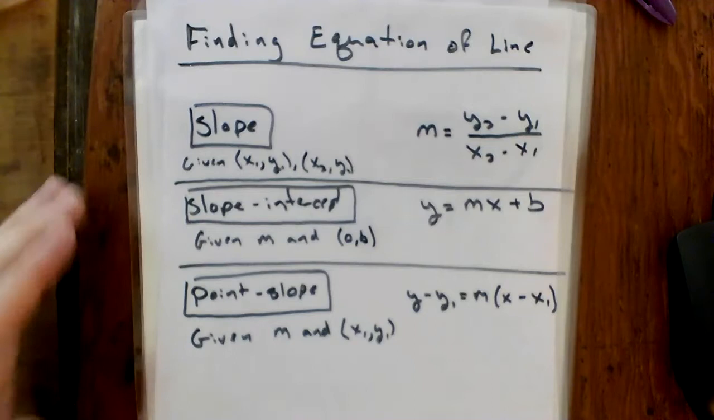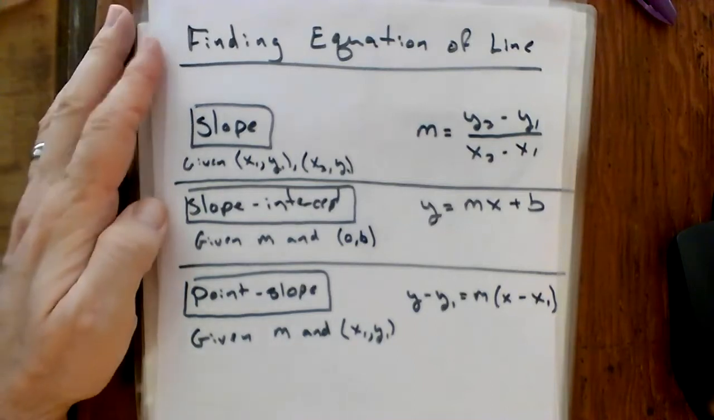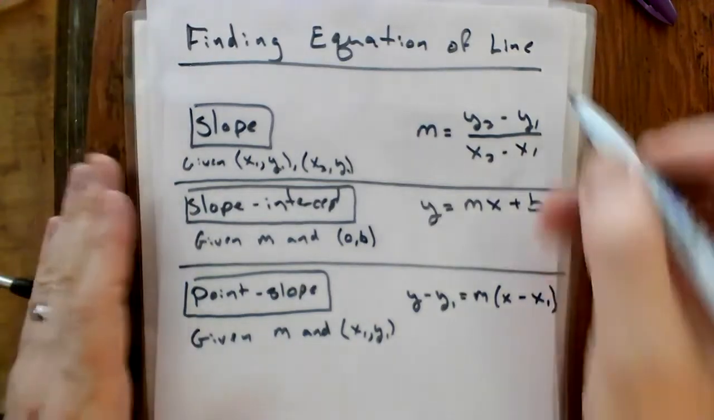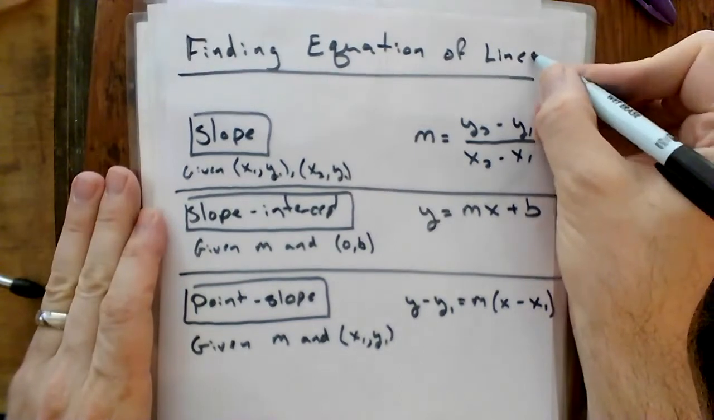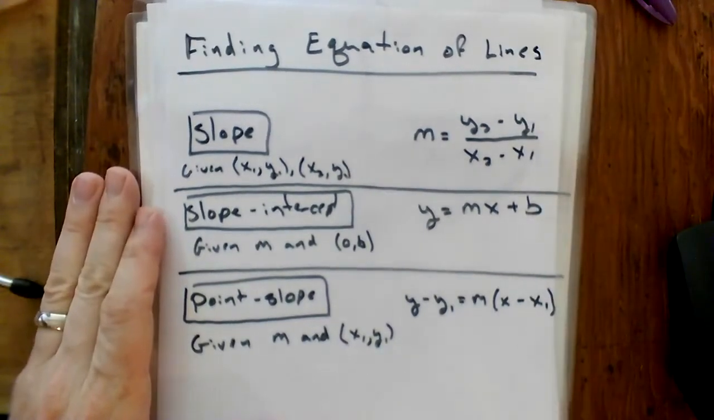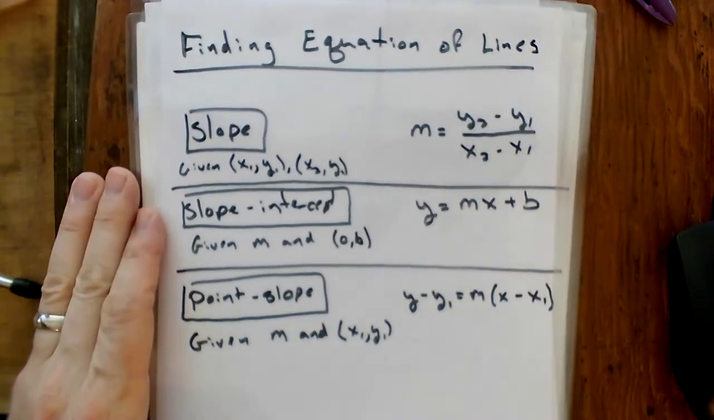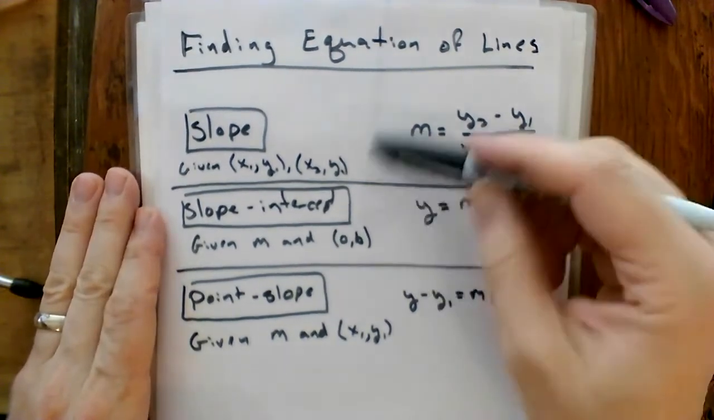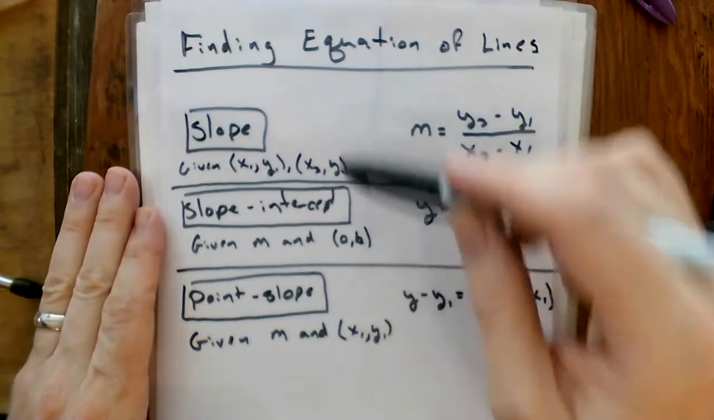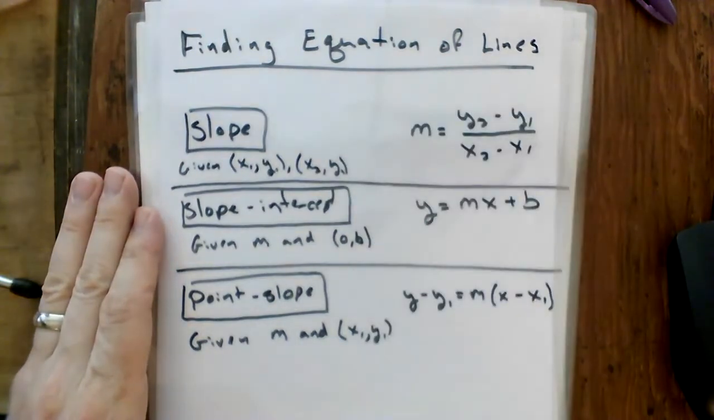Okay, so we're going to be talking some more about finding the equation of lines. Actually, equations of lines. And before we get started, I do want to talk about the three tools we have. We've got three equations that are going to be essential for finding equations of lines.